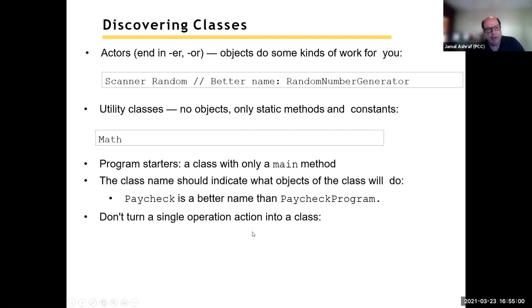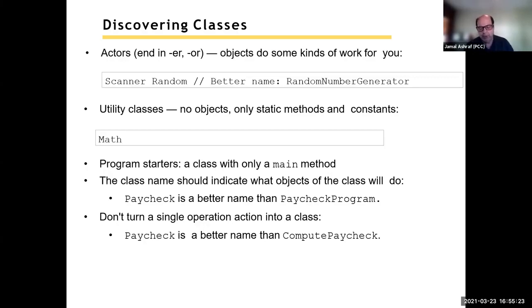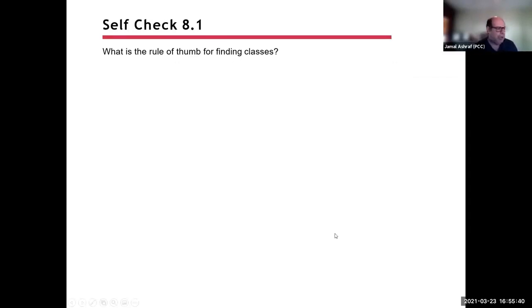This is something important, especially if you're coming from CS2. We have to work on this. We have to practice on this, that a single operation or action is not a class. A single operation example would be, for example, compute paycheck. The computation, or the compute, is not a class, it's just an action and is part of a Paycheck class. And we're going to be practicing, especially if you're coming from CS2, to get that concept going.